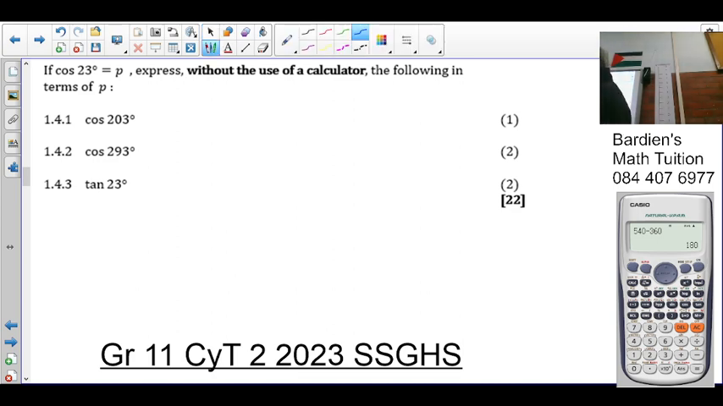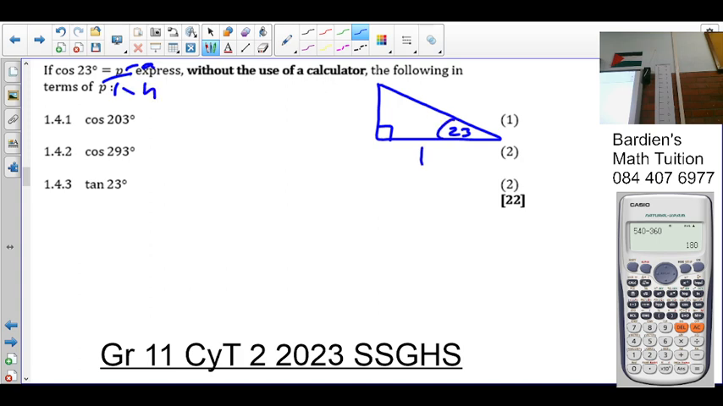People, if you got cos 23 is equal to P, people, in your first quadrant, you can draw it in the first quadrant if you like, or without the quadrant itself. So 23. People, what does cos stand for? Adjacent over hypotenuse. So that is 23. My adjacent to 23 is P. Hypotenuse is 1. I apply Pythagoras and I get 1 squared is equal to that opposite side squared plus P squared. We take P squared over, so your opposite, the root thereof, will be the square root of 1 minus P squared. Okay. All agree with that.